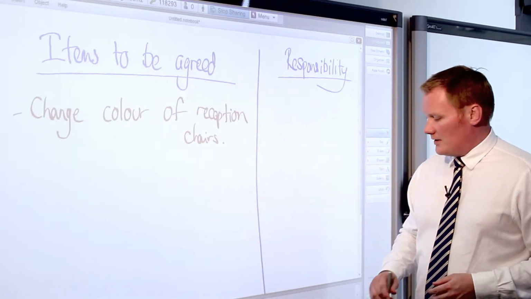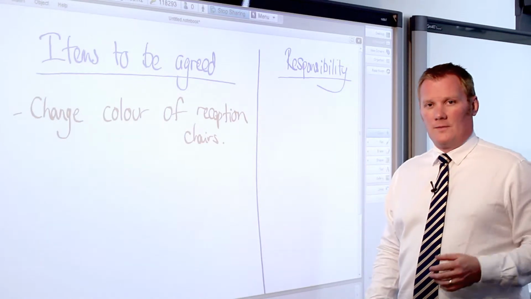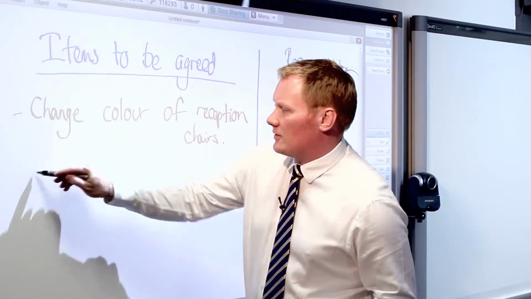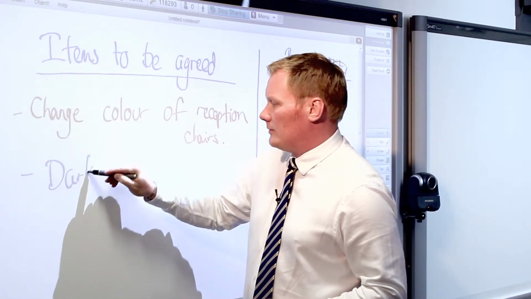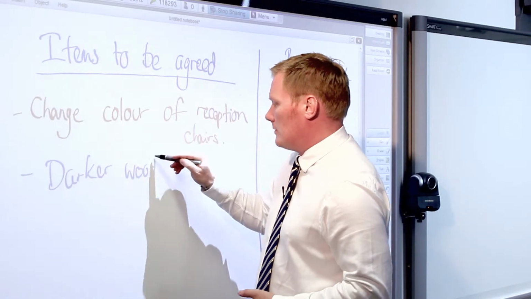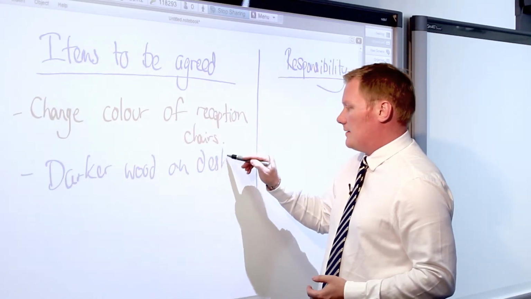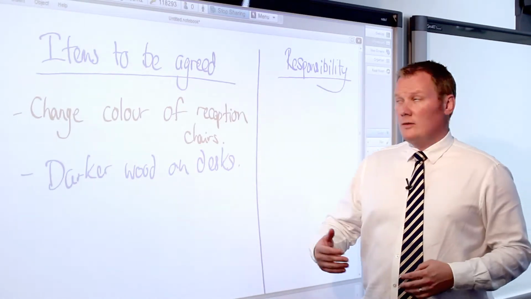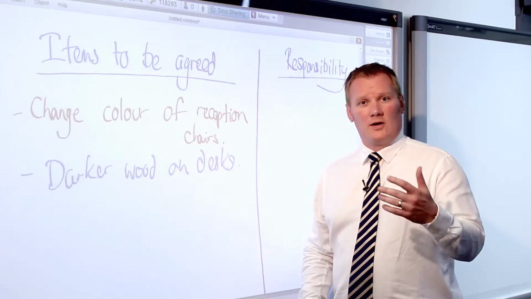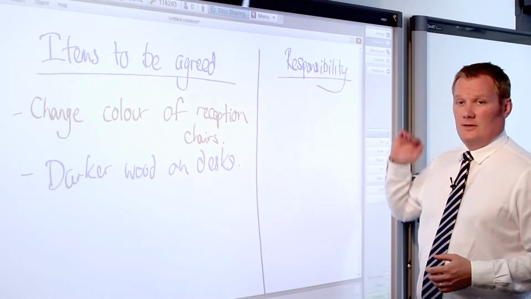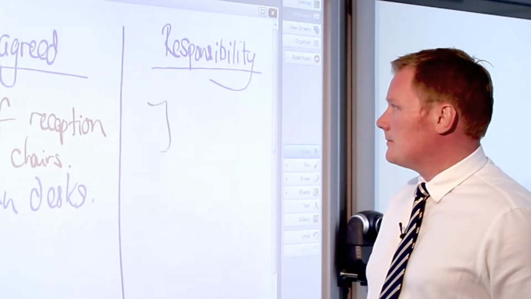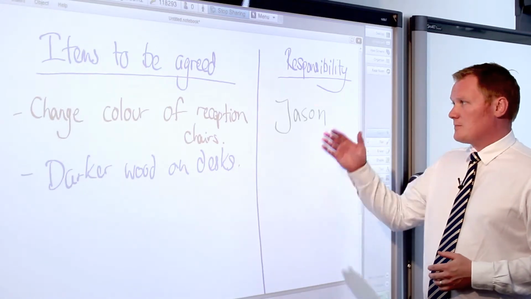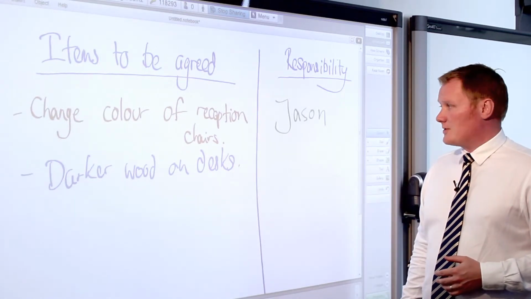So I'm going to pick up a pen and write up a couple of the suggestions that have come up from the client. So first of all, they'd like to change the colour of the reception chairs, and they'd also like to look at using darker wood on some of the desks and key fixtures and fittings. Now I've already connected to my colleague who's working remotely, and he's going to allocate the responsibility. So in this case, he's suggesting that we're going to allocate the responsibility for changing the colour of the reception chairs to Jason.